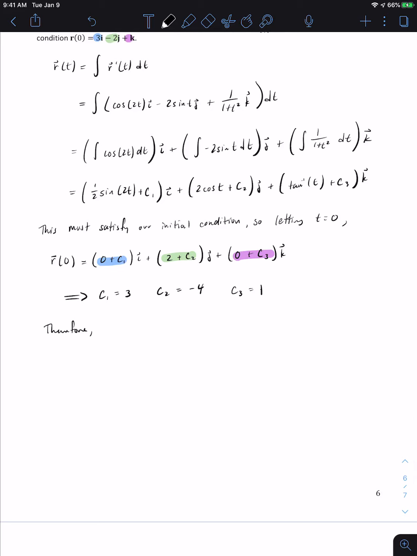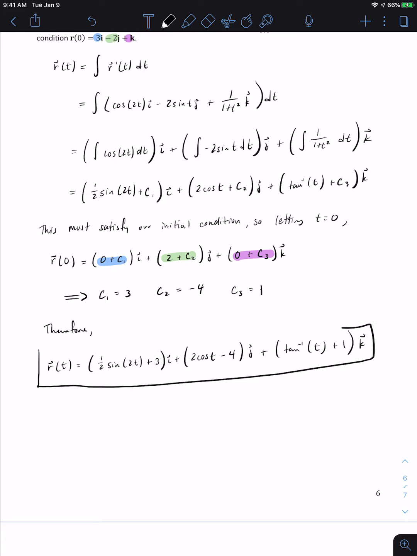So therefore, our vector valued function r of t that we found that satisfies that initial condition is 1/2 sine of 2t plus C1, which is 3, i, plus 2 cosine of t plus C2, which we found to be -4, j, plus tangent inverse of t, and then plus C3, which is 1, so plus 1 times k. And now that is our vector valued function r of t.